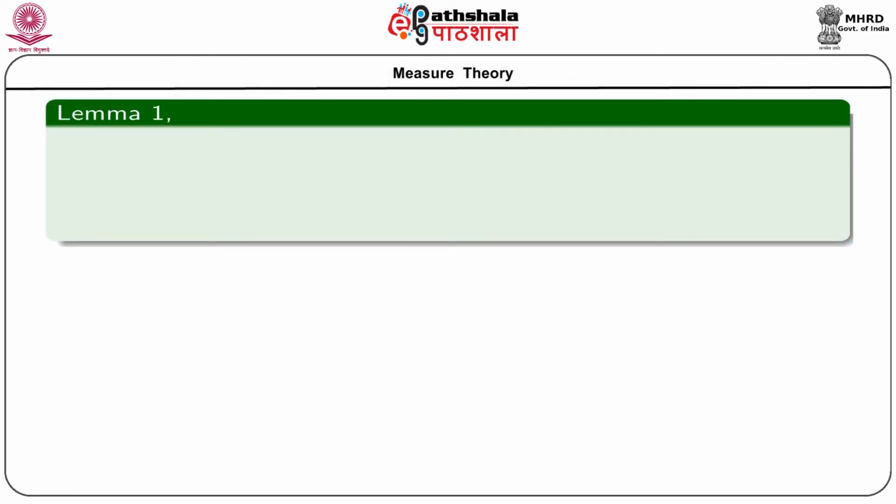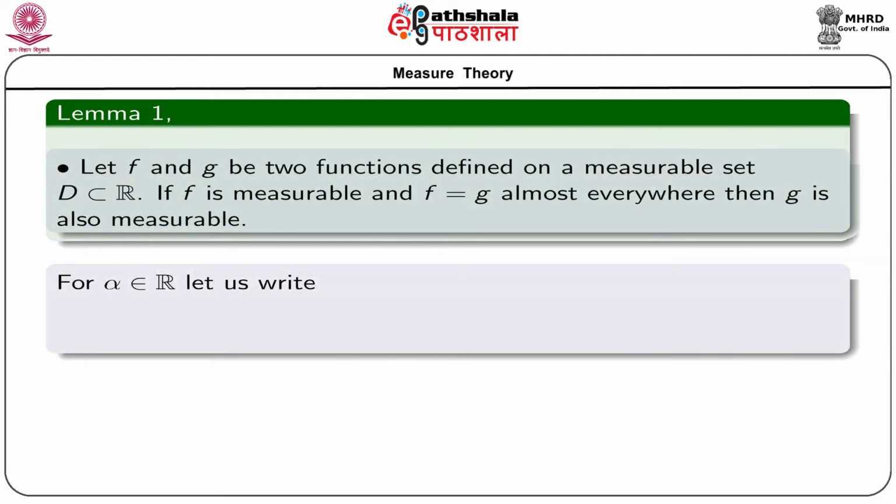Now, we start with another result, lemma 1. Let f and g be two functions defined on a measurable set D. If f is measurable and f is equal to g almost everywhere, then we are going to show that g is also measurable.